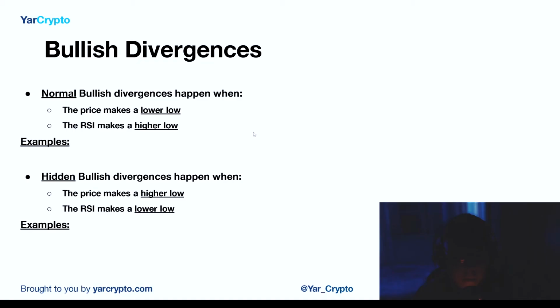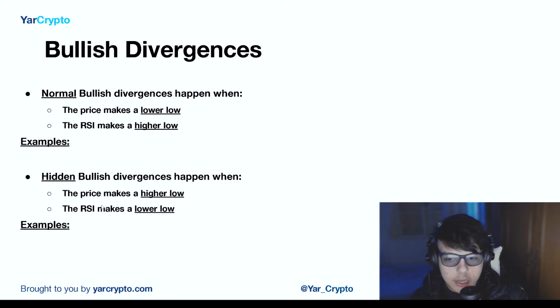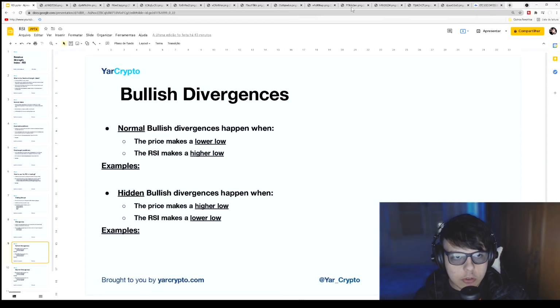And if we take a look here, the hidden bullish divergences happen when the price makes a higher low, but the RSI makes a lower low. All right, so let's take a look at that and see how it is on the chart.